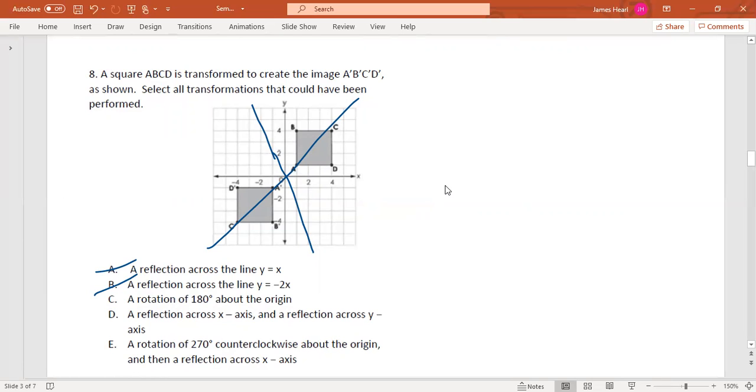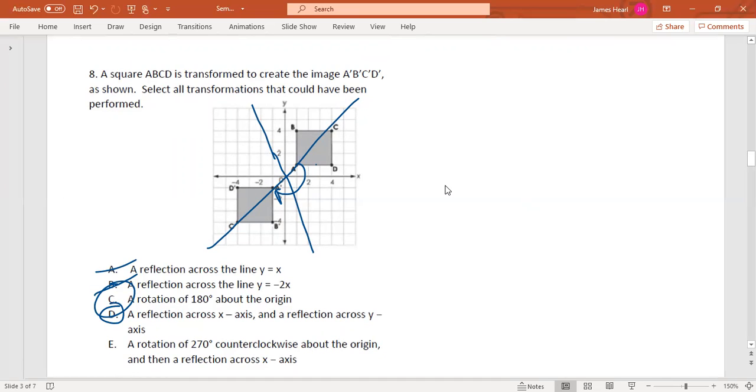A rotation of 180 degrees. So if we went from here, 180 degrees around the origin, well, sure enough, that one does work. So C will keep. A reflection across x and then across y. If you remember from the transformations chapter, that is the same thing as a rotation of 180. So it has to work without even trying to draw anything. And it's the same thing as C. C and D are the same statement.